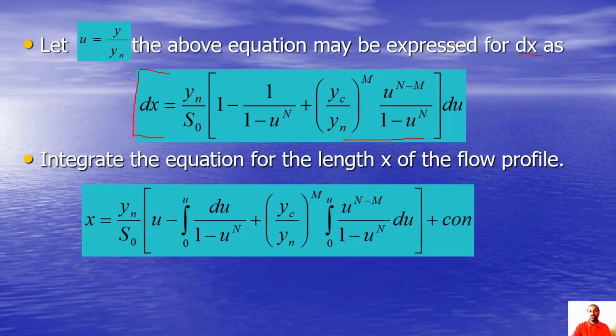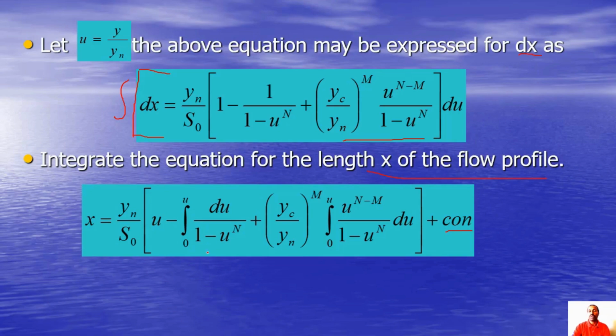Integrate both sides. Once you integrate, then we have to calculate this equation. X will be this one. So this is just the length x of the flow profile. Then finally, you just have to add a constant.